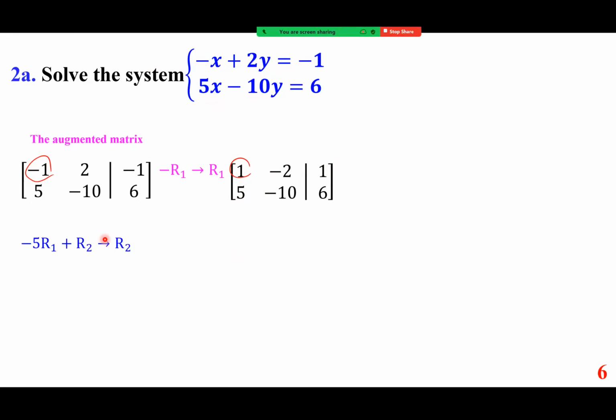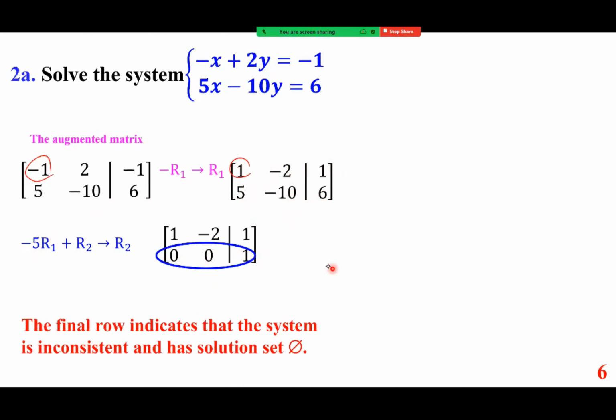For example, here, -5 times 1 with 5 becomes 0. -5 times -2, +10 with -10 becomes 0. -5 times 1 becomes -5, and 6 becomes 1. So the new row is 0, 0, 1. So I hope you realize what we did. We multiplied everything here by -5, and then we added it to the second row. Now, as you can see, the final row indicates that the system is inconsistent and has a solution set.